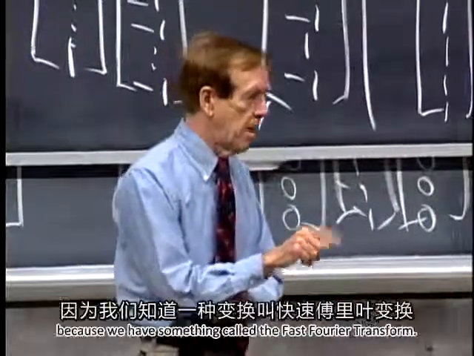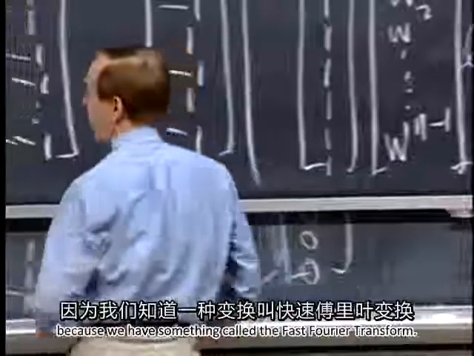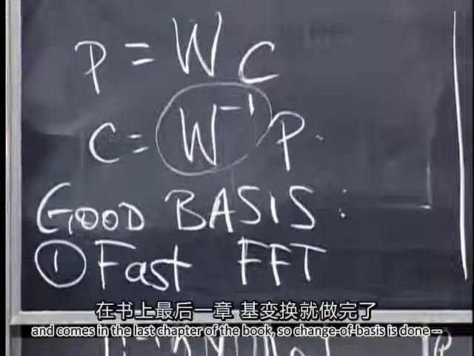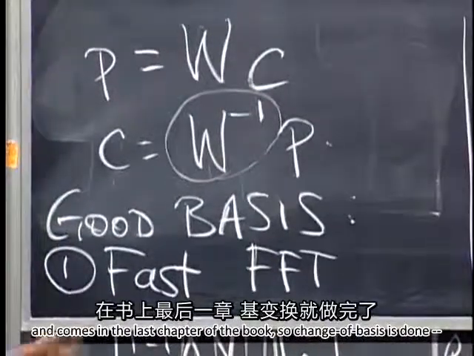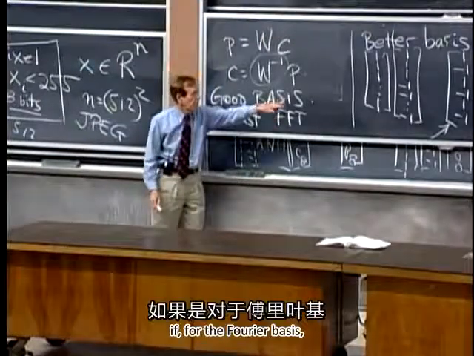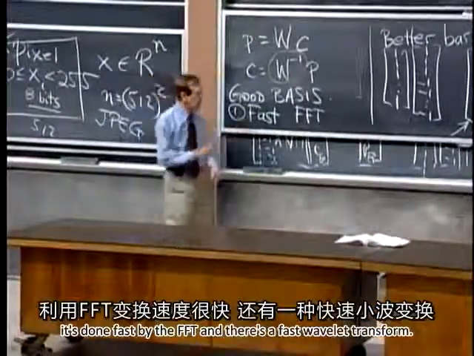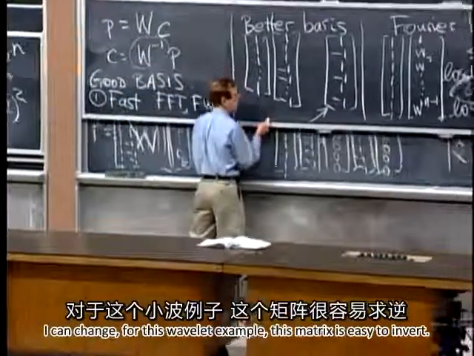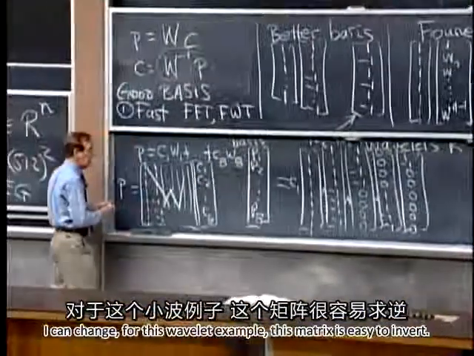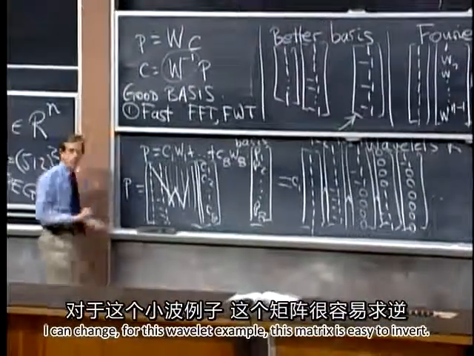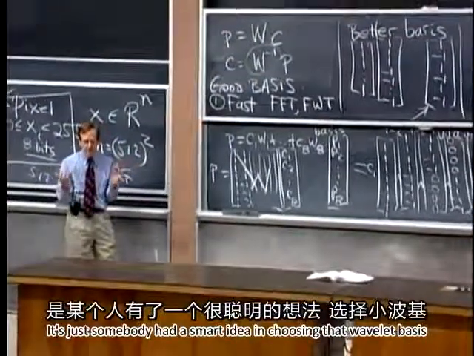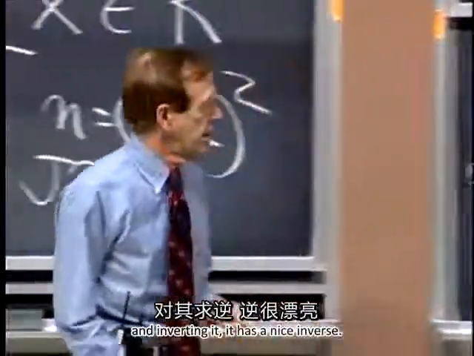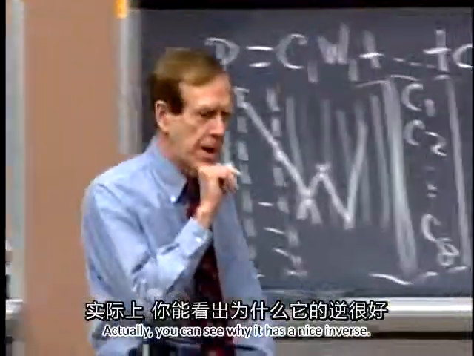So these bases, the Fourier basis, everybody said, okay, I know how to deal quickly with the Fourier basis because we have something called the fast Fourier transform. So there's an FFT that came in my earlier lecture and comes in the last chapter of the book. So change of basis, for the Fourier basis, is done fast by the FFT, and there's a fast wavelet transform. For this wavelet example, this matrix is easy to invert. Somebody had a smart idea in choosing that wavelet basis and inverting it. It has a nice inverse.